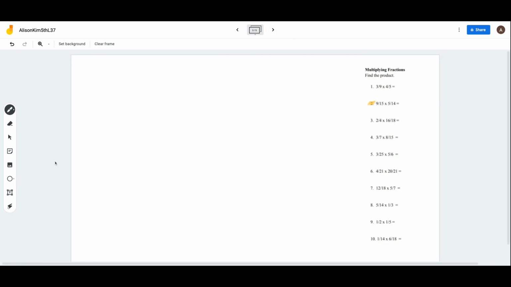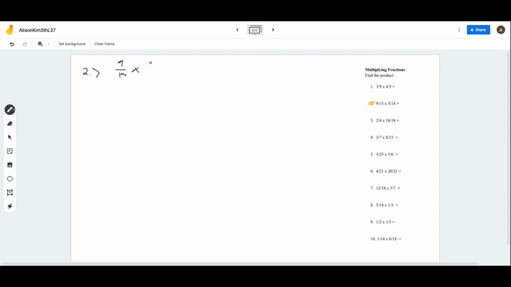Now we're going to be multiplying fractions. Multiplying fractions is actually fairly easy because unlike adding fractions, you don't need to change the denominators. All you have to do is multiply across, but the number one thing that you have to make sure before you multiply across is that all the fractions are simplified.